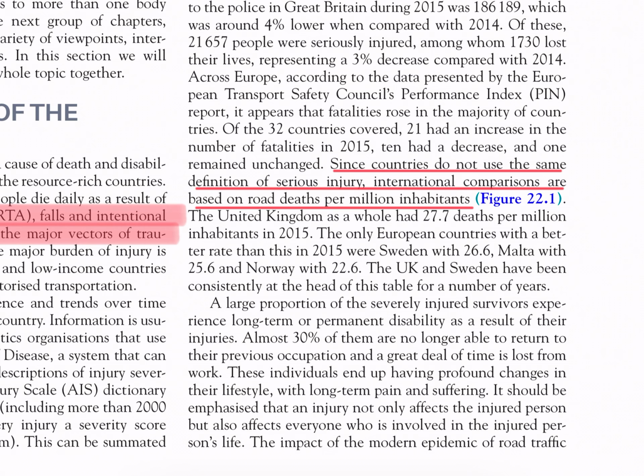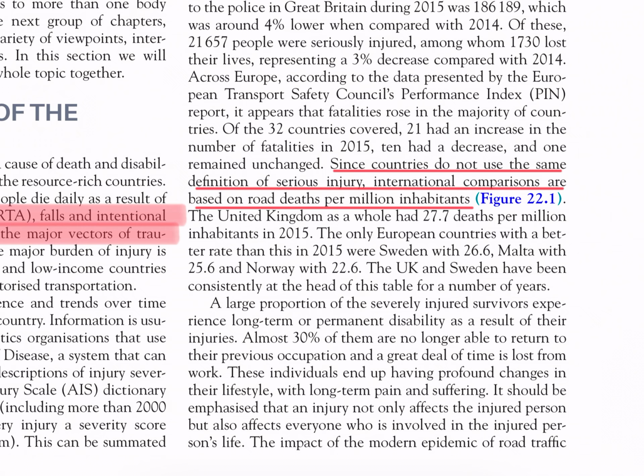The United Kingdom as a whole had 27.7 deaths per million inhabitants in 2015. The only European countries with a better rate than this in 2015 were Sweden with 26.6, Malta with 25.6, and Norway with 22.6. The UK and Sweden have been consistently at the head of this table for a number of years. A large proportion of the severely injured survivors experience long-term or permanent disability as a result of their injuries. Almost 30% of them are no longer able to return to their previous occupation, and a great deal of time is lost from work.